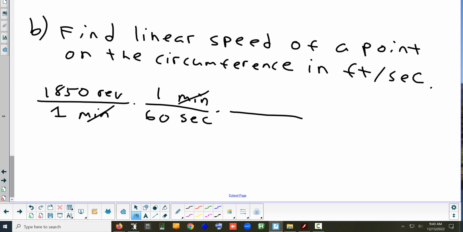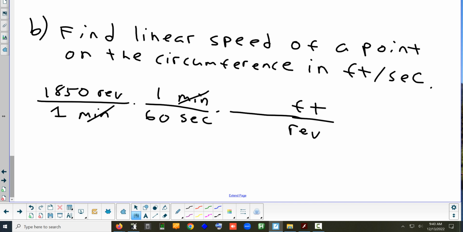And now I want to get rid of revolutions. And I want to get feet. So we don't know the conversion yet, but where would revolutions go so that it disappears, so I can end up with feet? Yep. On the bottom. Revolutions would go on the bottom, and feet would go on the top. Now, 60 seconds in a minute, that's a conversion that never changes. 12 inches in a foot, that never changes.